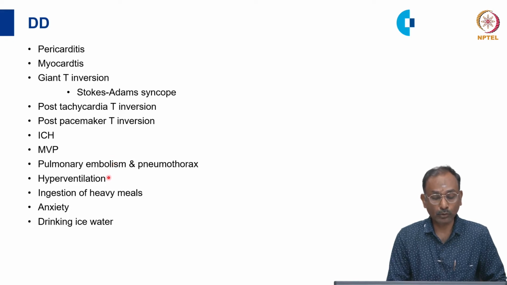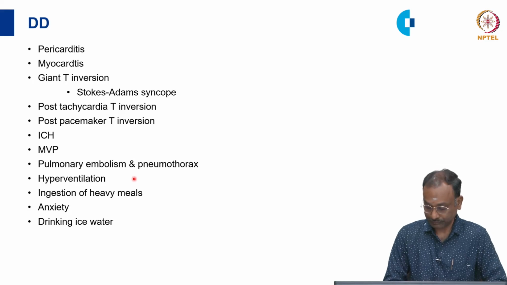Very rare causes include hyperventilation, ingestion of heavy meals, anxiety, and even drinking ice water can cause small T-inversions. So, all these T-inversions have to be taken into account on the background of the patient's history, underlying comorbid conditions like diabetes, hypertension and various risk factors like smoking.